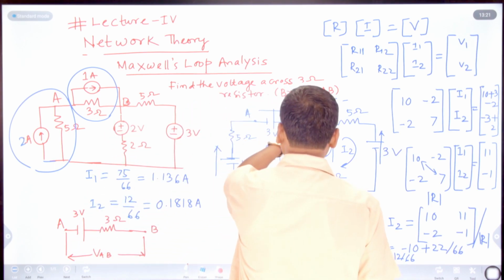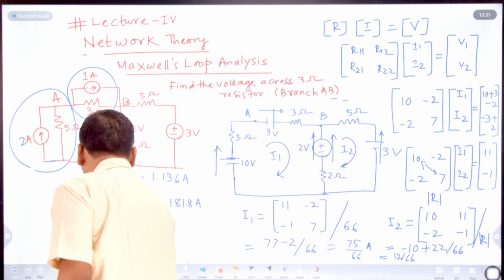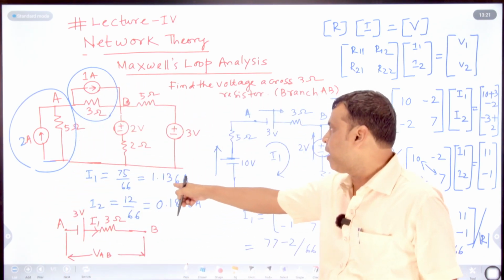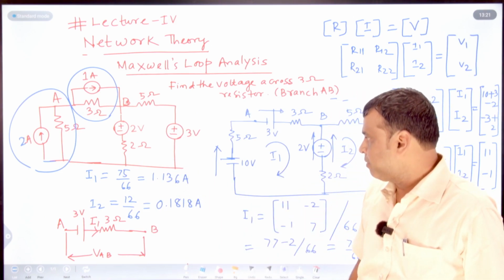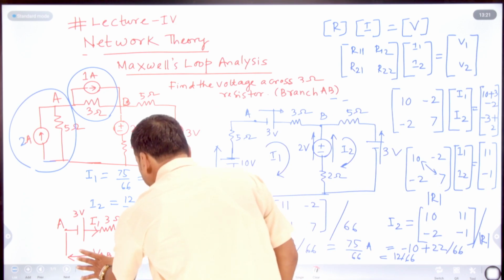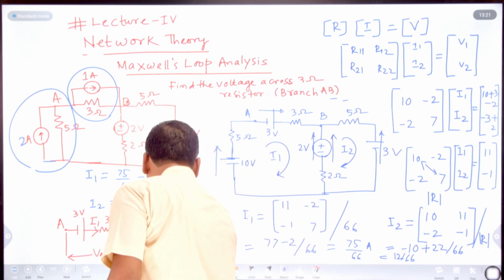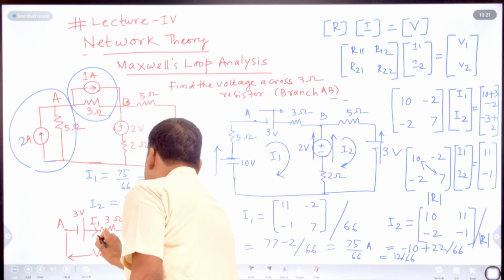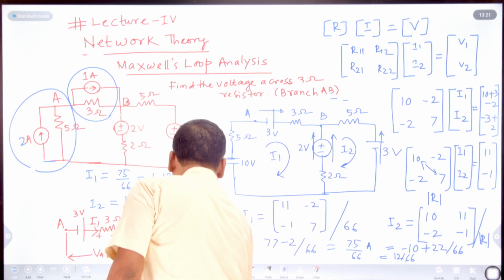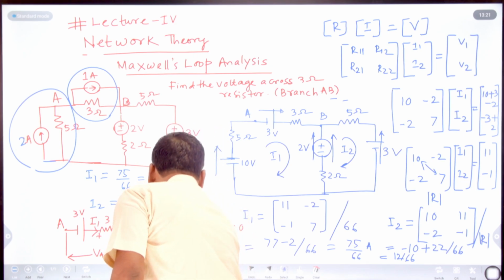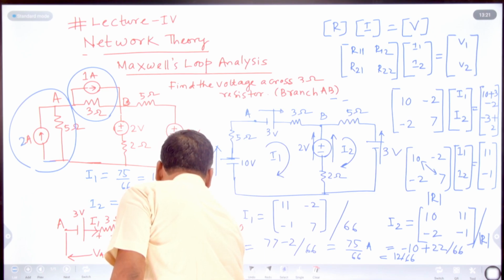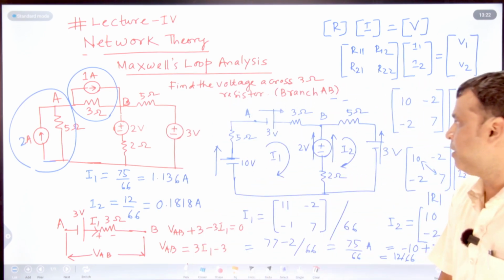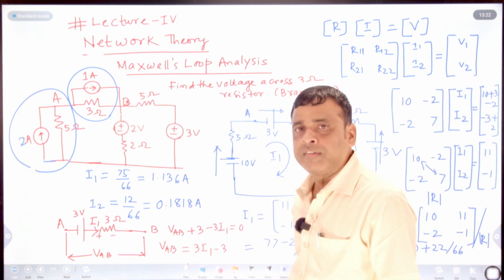The current flowing through this 3 ohm is I1. Indirectly, the current flowing through this one is I1. I1 we have already calculated, I1 equal to 1.136 ampere. So if you apply KVL, VAB minus plus 3 volt, plus this and minus 3 I1 equal to 0, or VAB equal to 3 I1 minus 3. Already we calculated I1 as 1.136 ampere.